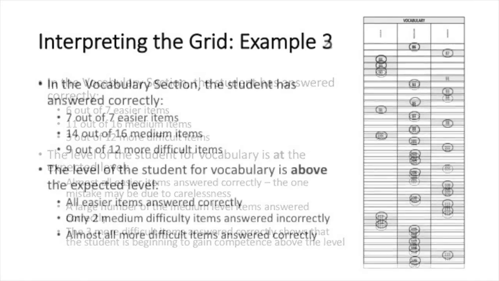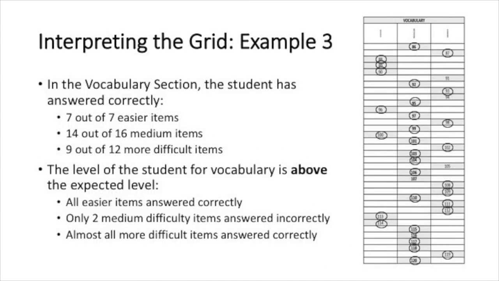In this third example, in the vocabulary section, the student has answered correctly 7 out of 7 easier items, 14 out of 16 medium items, 9 out of 12 more difficult items. In this example, the level of the student for vocabulary is above the expected level. This is because, first, all easier items were answered correctly. Second, only 2 medium difficulty items were answered incorrectly. And third, almost all more difficult items were answered correctly.